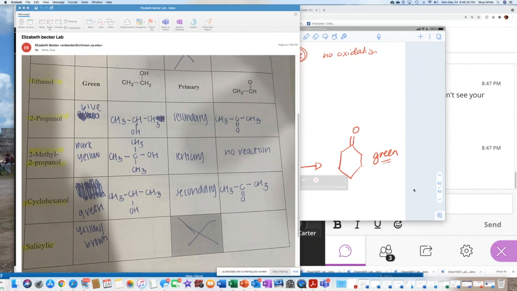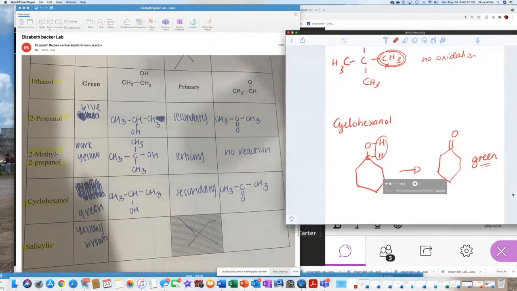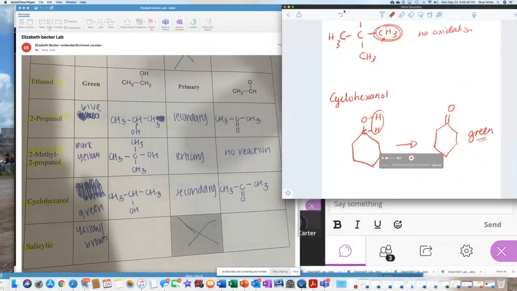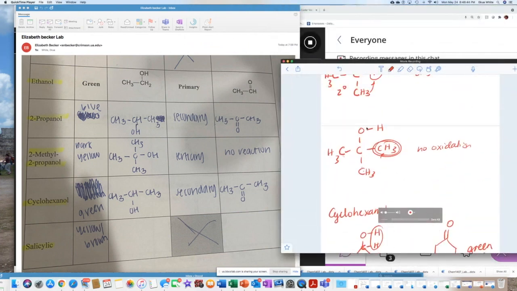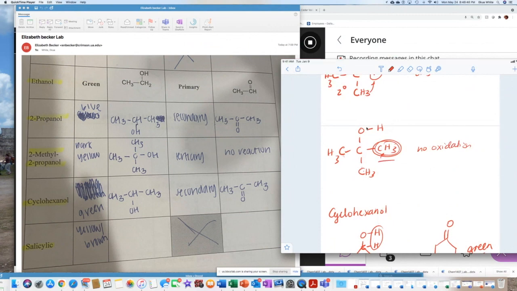Okay, there. So it should be green, right? So you take this out here and then you get that, that should be green. So your structure should be correct. Looking at this right here, we have no oxidation because this part here is missing. You can see that the H is not there. So that should be dark yellow, that's fine.